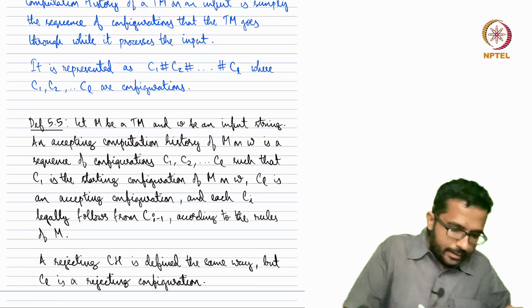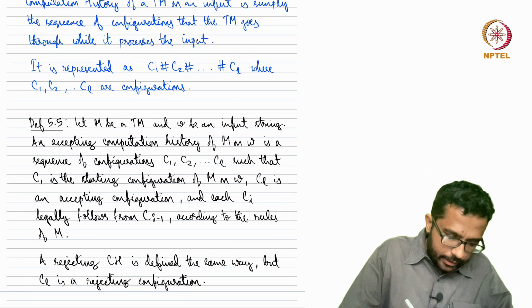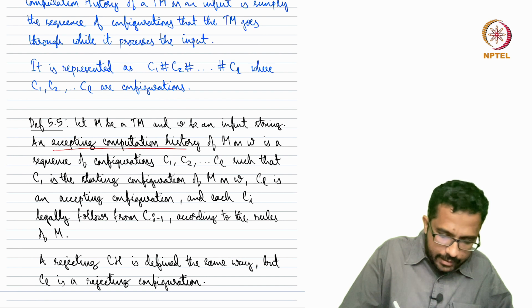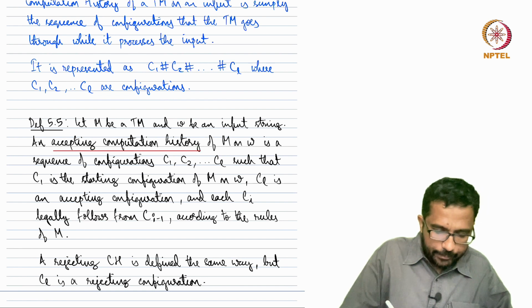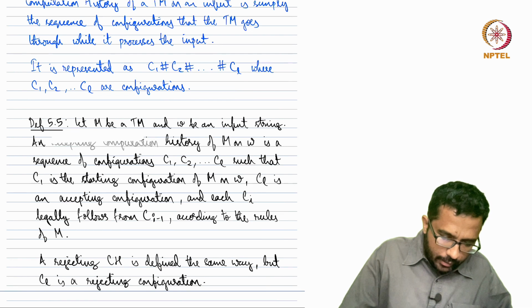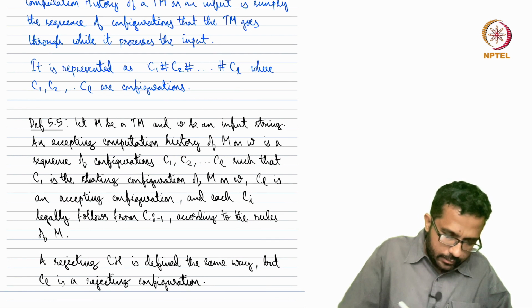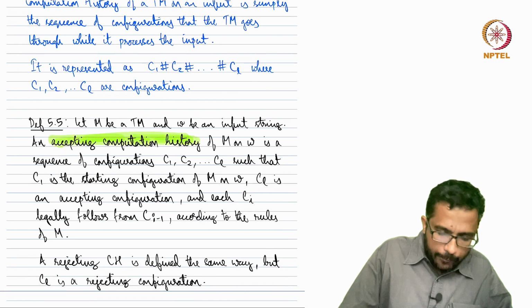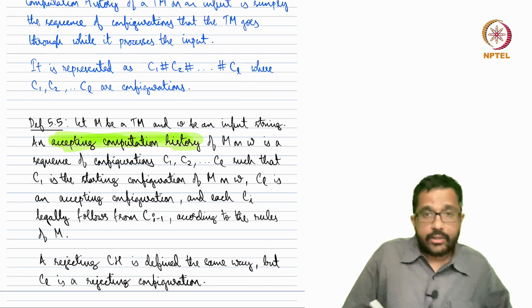So there are two definitions. One is accepting computation history and one is rejecting computation history. Accepting computation history is nothing but a computation history that leads to an acceptance of a string.